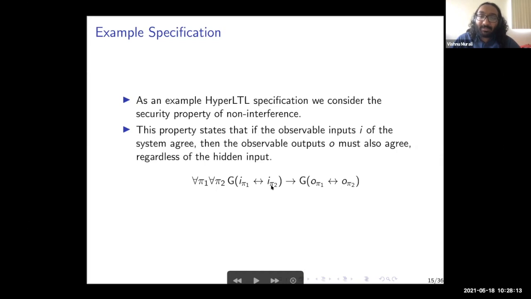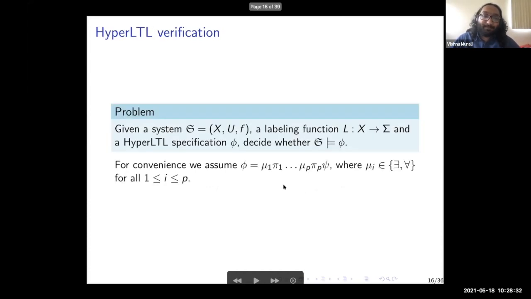If the two traces pi1 and pi2 agree on the values of the input I at every position, then it must be true that the two traces pi1 and pi2 also agree on the value of the output. And this brings us to our key problem we study.